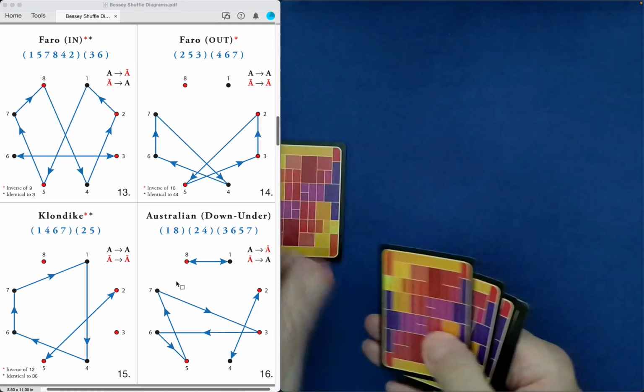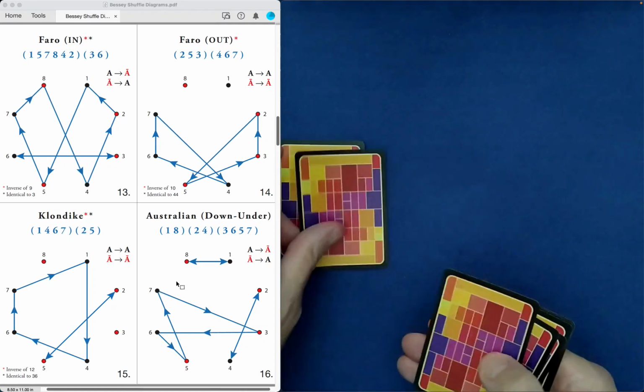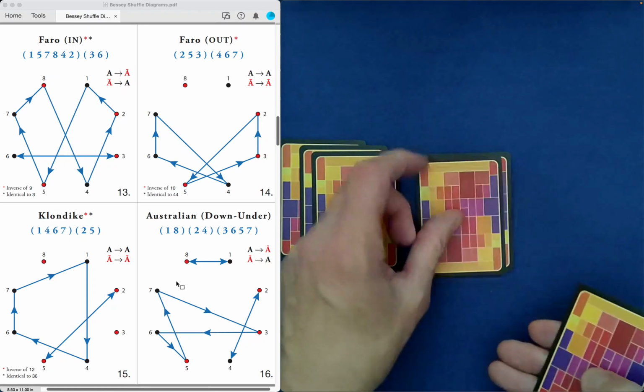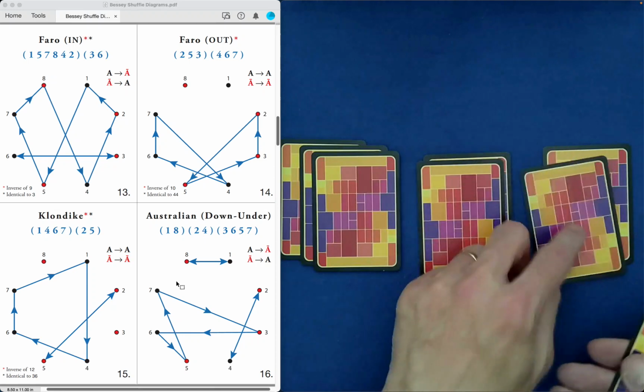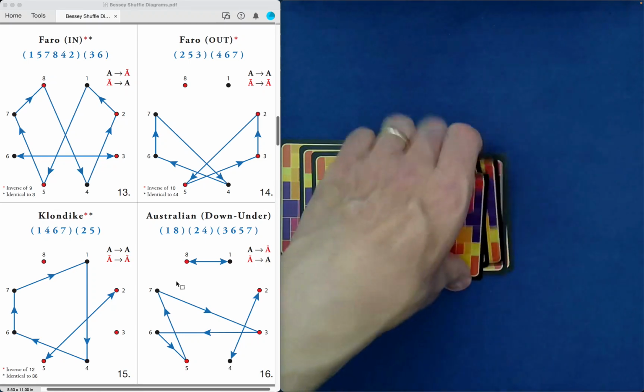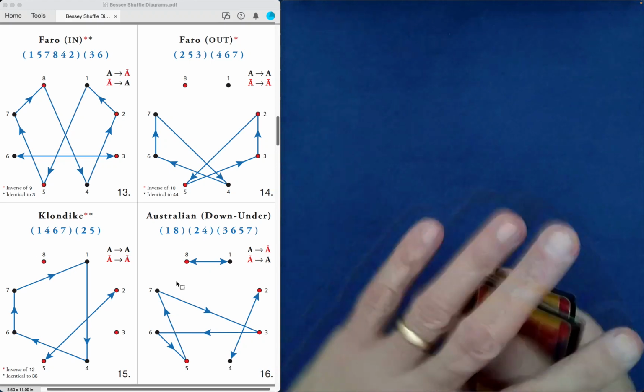We can also perform this first shall be last, last shall be first. This is where I deal down until you tell me to stop. Okay, stop there. Okay, and I'll do one more. And then we just stack in opposite order. So that's called first shall be last, last shall be first.